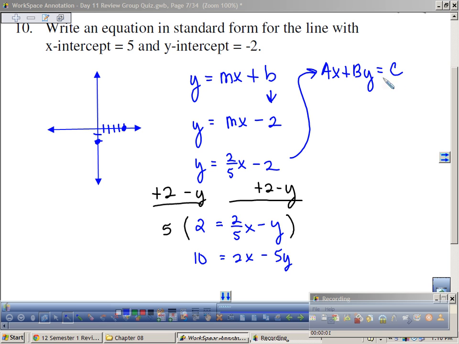That's not in standard form. Standard form doesn't have fractions. And it's usually positive, yes. It's always positive, because if you were to solve for it, then it would become negative.